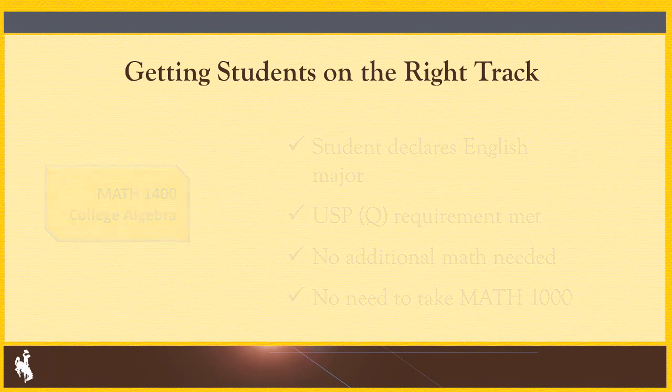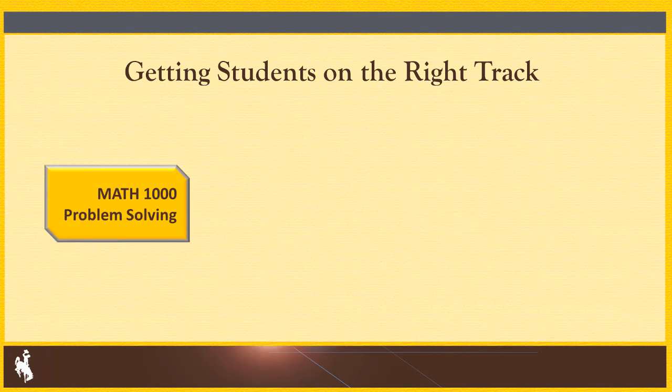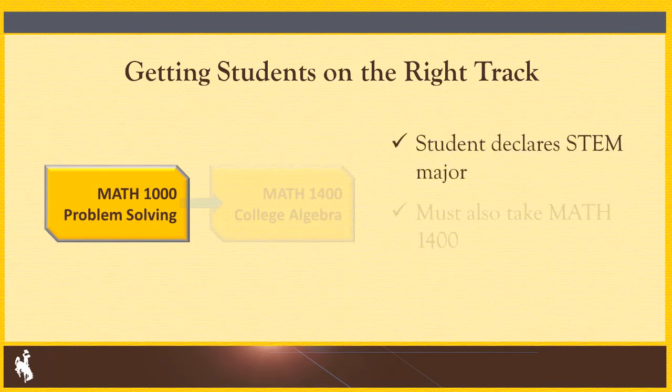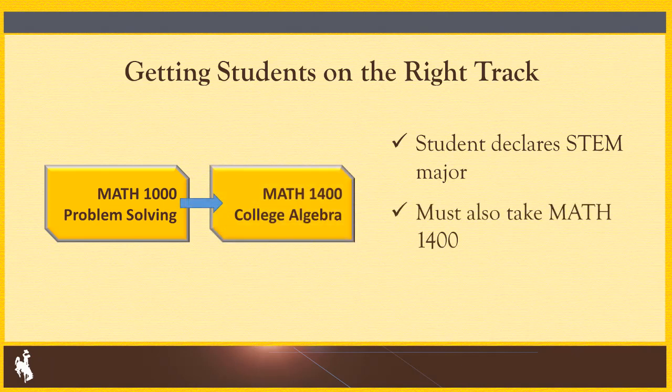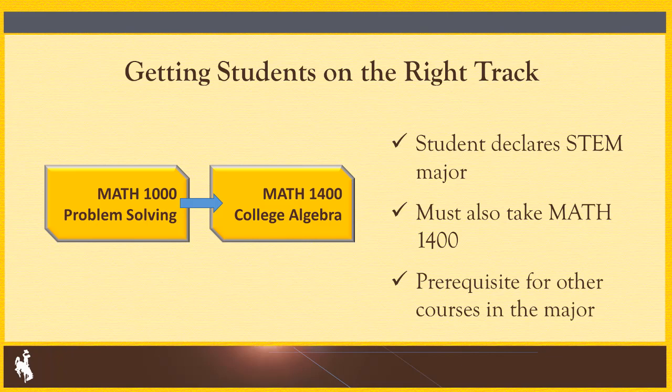Conversely, a student who takes Math 1000 problem solving and then decides to declare a STEM major, like chemistry, will still have to take Math 1400, college algebra, in order to move forward with their coursework, even though the Math 1000 met their USPQ requirement.